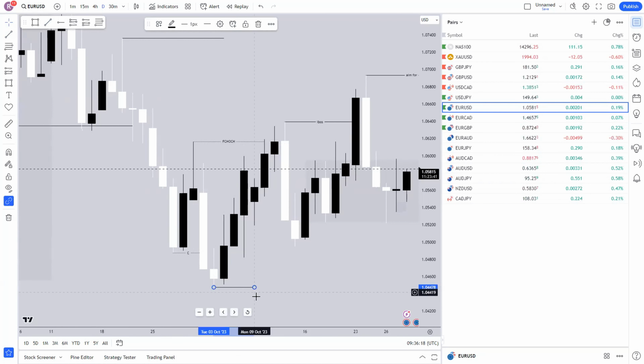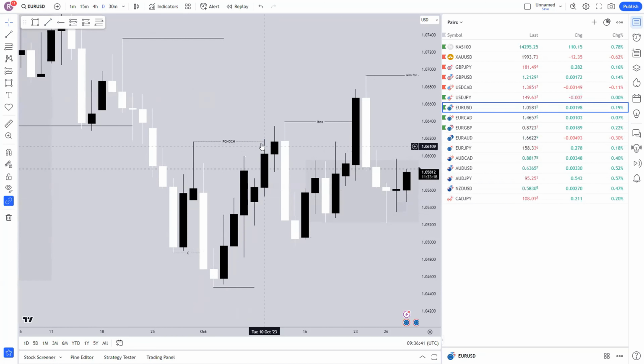So again, same as here, as soon as we have that fractal pullback, what do we look for? We look for the fractal high. So this candle breaks this low, this candle breaks this low, but this candle doesn't break that low. Therefore, we have a fractal high here. And as we can see, we didn't get that fractal continuation. We kept pulling back until we have that fractal change of character here.